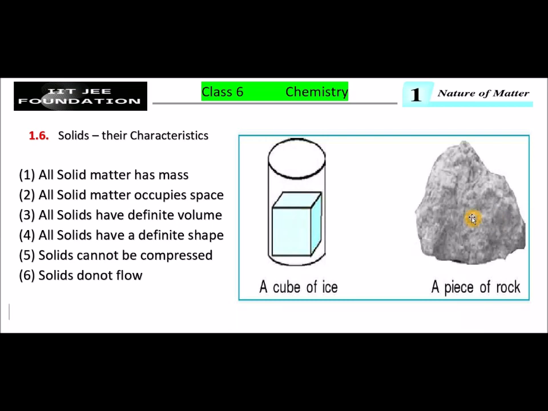So basing on the shape of the ice cube, we can easily fit that ice cube into the tumbler. But we cannot fit this piece of rock into this tumbler. This shows that the shape of the solid is rigid and solids can have any number of free surfaces. Okay?